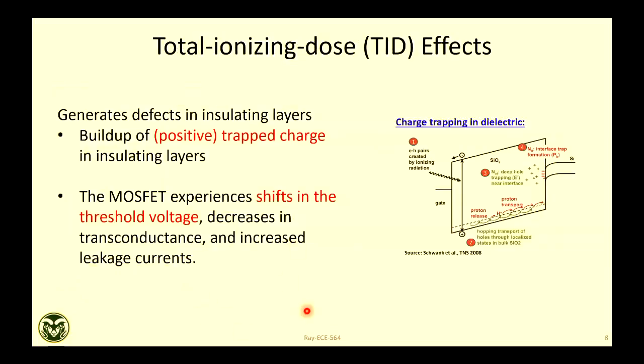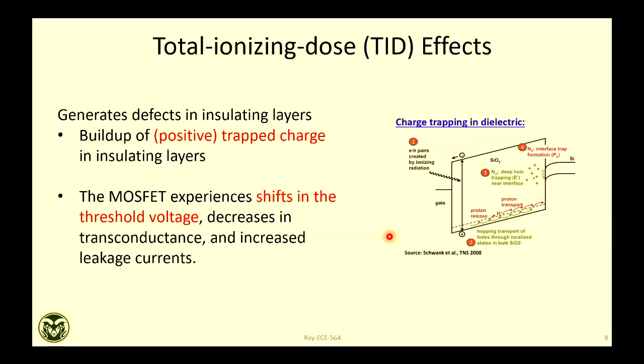Okay, so let's look at each of these effects a little bit more closely. This total ionizing dose effect is basically affecting the insulating material, silicon dioxide, which is the most common in MOSFETs. You will build a positive trapped charge because of ionization of this oxide. When the oxide gets ionized, electrons leave because of this electric field towards the gate, whereas holes will be trapped or will remain inside the oxide. And that will cause threshold voltage shifts in MOSFETs, which in turn will cause increased leakage currents and all.